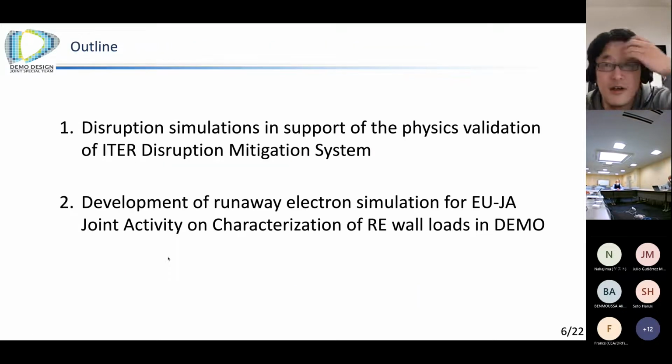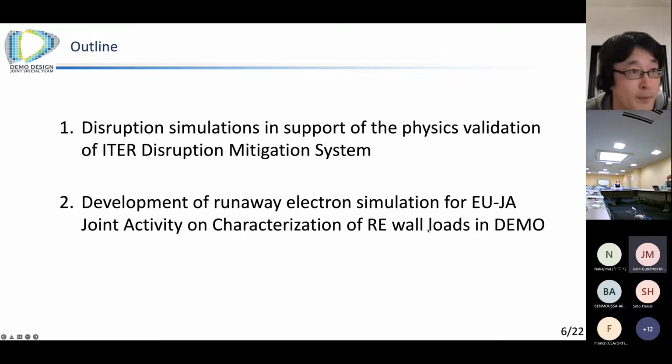Okay, this is the outline of my talk. The first part is the recent result of the disruption simulation in support of the physics validation of the ITER disruption mitigation system. And the second is the development of runaway electron simulation for the EU-JA joint activity on the characterization of the runaway electron wall load in DEMO.